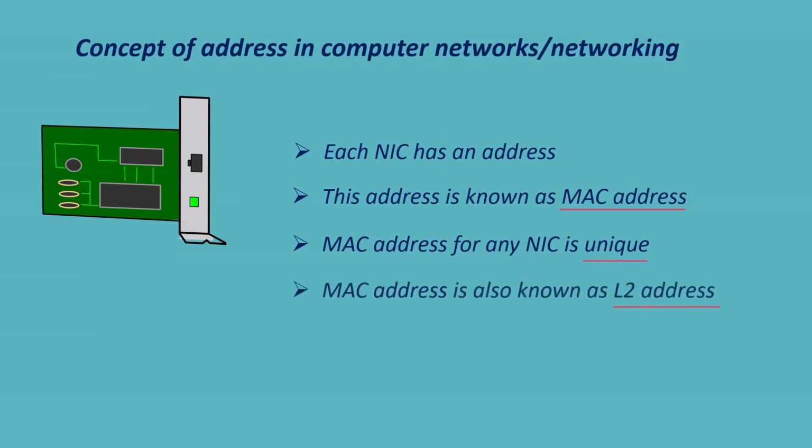MAC address is also known as L2 address. Why L2 address? Because MAC addresses operate at layer 2 of the OSI model, which is the data link layer. So that's why it is used interchangeably as MAC address or layer 2 address. Okay, finally, let's start building the concept of frame.